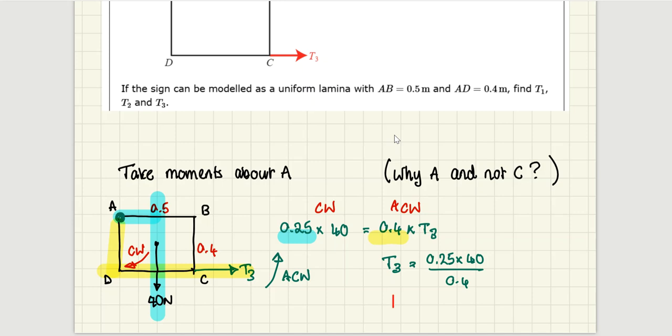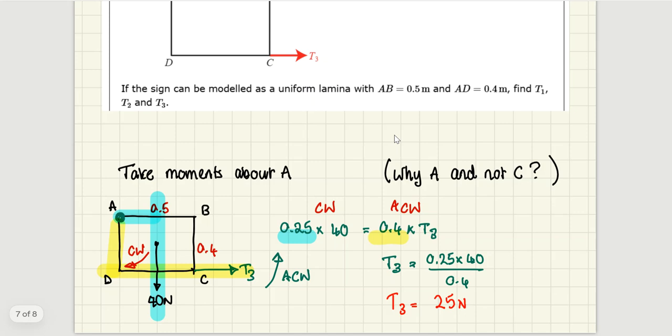What did you work out T3 to be? 25. 25 newtons. Okay, is it newton meters or just newtons? It's newtons because T3 is just the force. Oh, yeah. 0.4 times T3 would give you the newton meters.